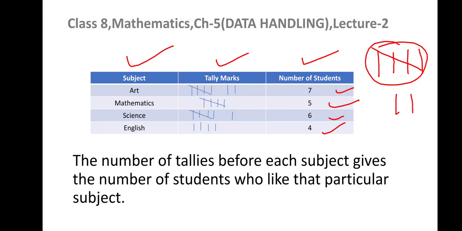So the number of tallies before each subject gives the number of students who like that particular subject. This is an example of frequency distribution table.